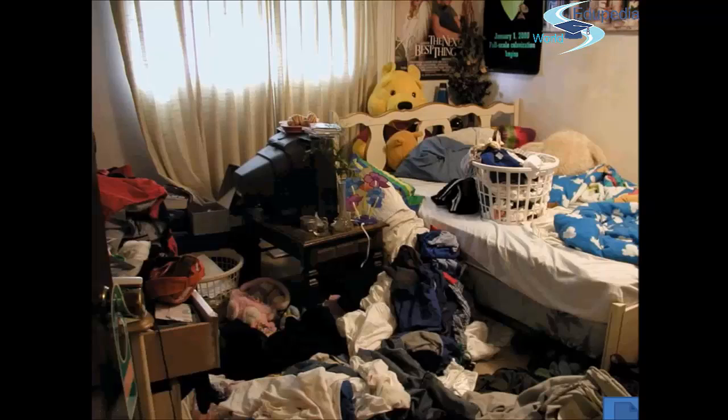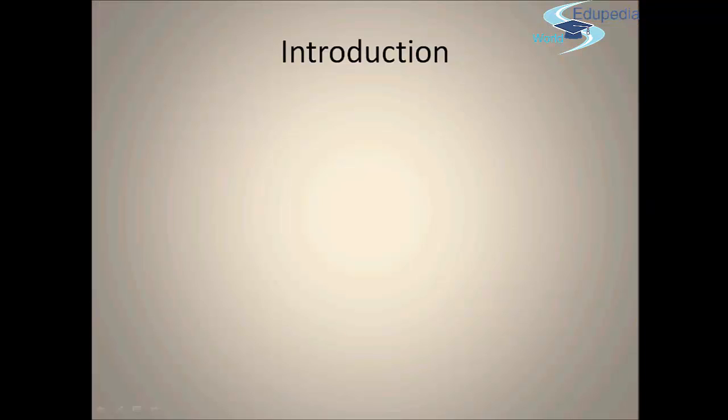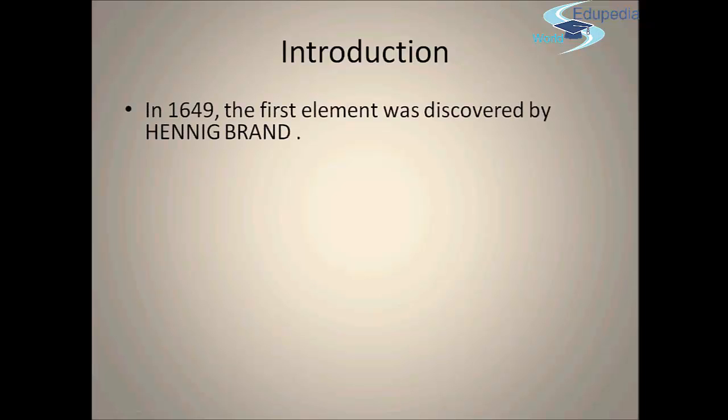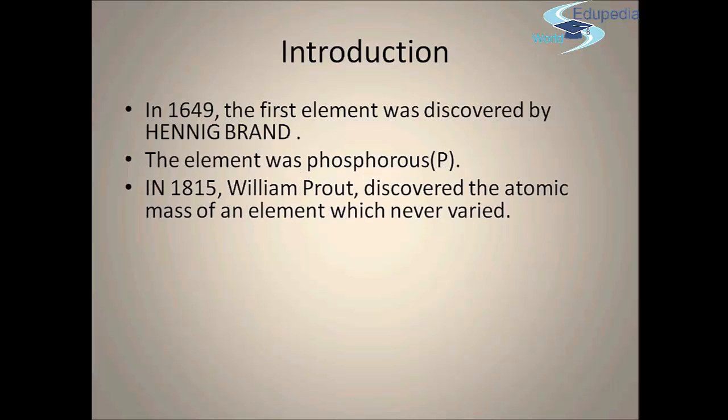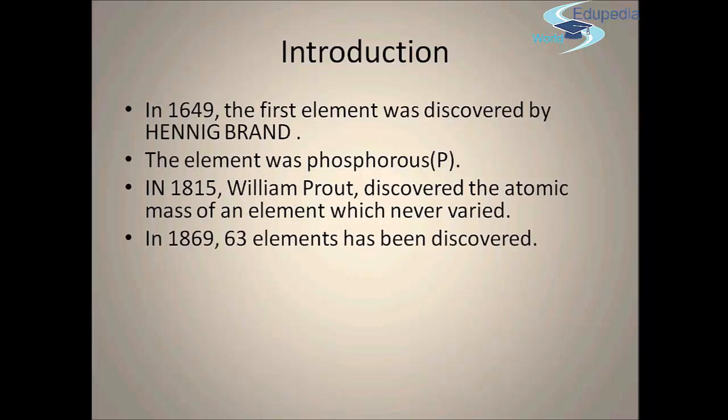So friends, let's briefly go over the introduction. First, in 1649 the first element was discovered by Henning Brand, and the element was phosphorus. In 1815 William Prout discovered that the atomic mass of an element never varied. And in 1869, 63 elements were discovered.